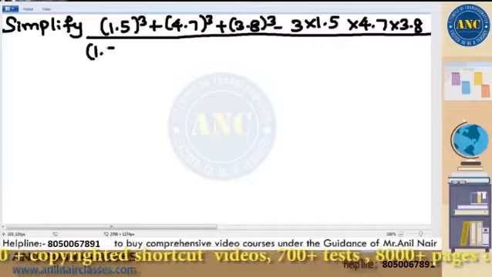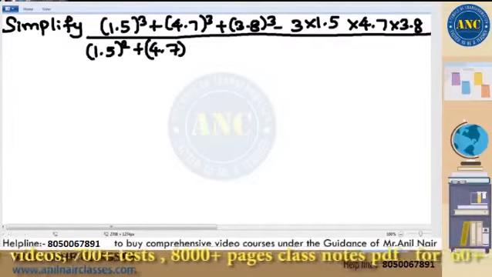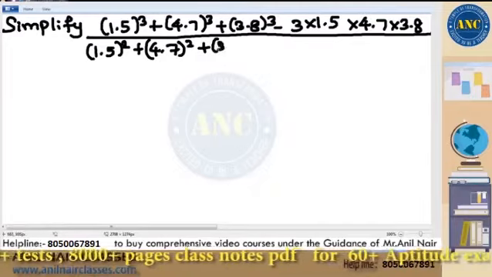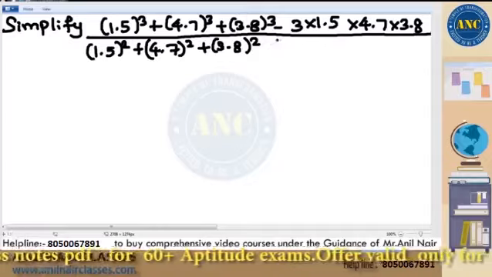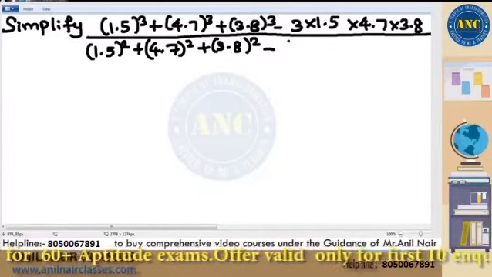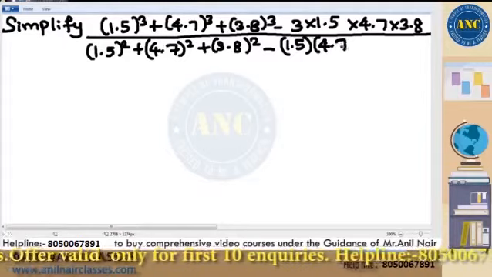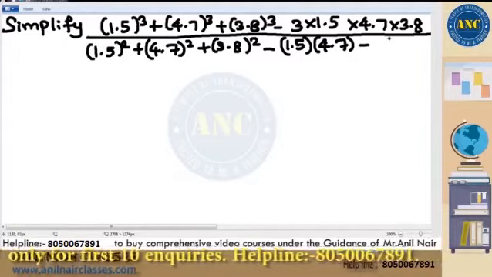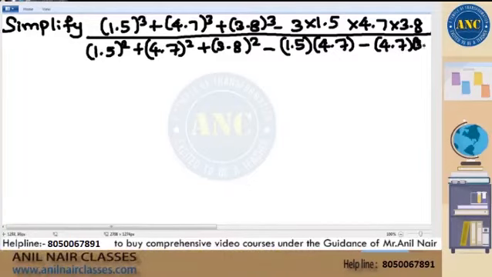1.5 square plus 4.7 square plus 3.8 square, minus 1.5 into 4.7 minus 4.7 into 3.8 minus 3.8 into 1.5. I need to simplify this entire value.